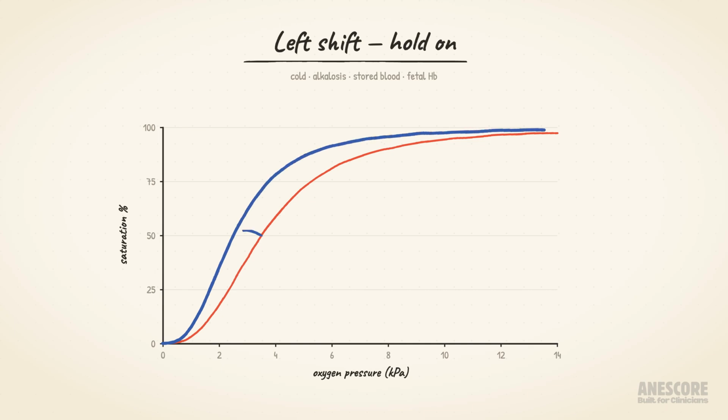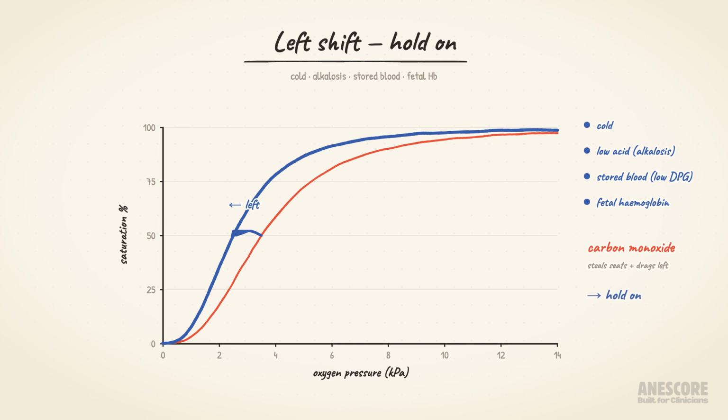Cold tissue, low acid, stored bank blood, fetal hemoglobin, these slide the curve to the left. Now, hemoglobin holds on tighter and gives oxygen up less easily out of the tissues. Carbon monoxide is the dangerous one. It does 2 bad things at once. It steals the seats and it drags the curve to the left. So the little oxygen left on board is held even tighter. Left shift means hold on.